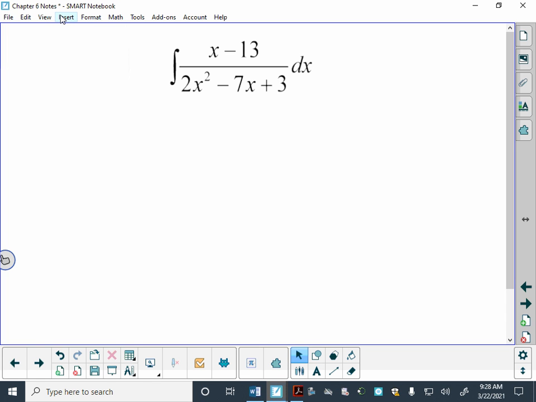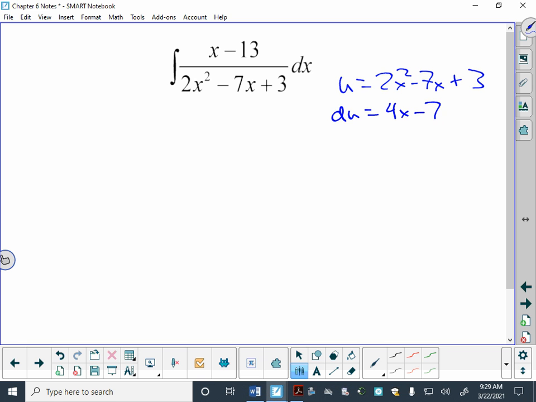Okay, so when I look at this, my first thought is, oh, I see a quadratic and I see a linear, maybe I can do a U substitution. Right, when I try the U substitution, the obvious choice is I'm going to choose the 2x squared minus 7x. I might as well throw the plus 3 in there because it'll disappear anyway. And then my du becomes a 4x minus 7 dx.